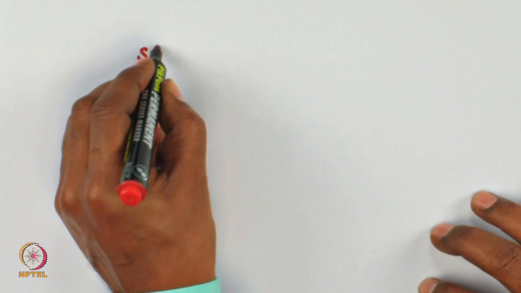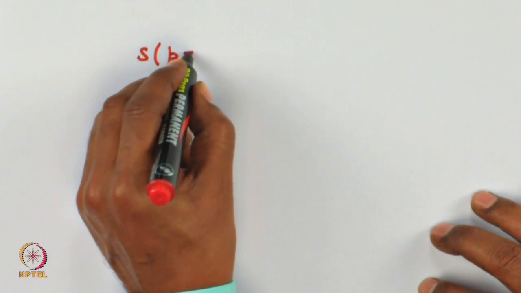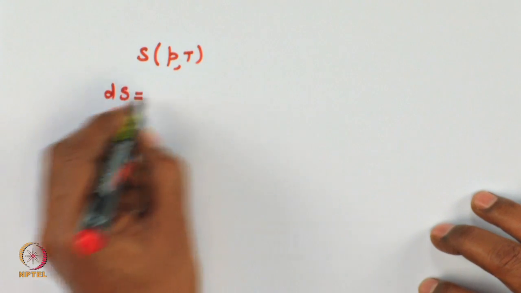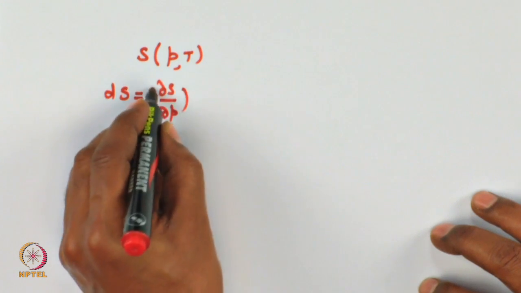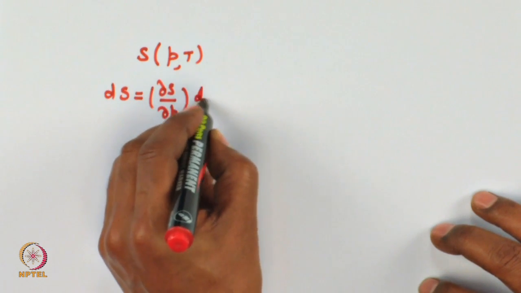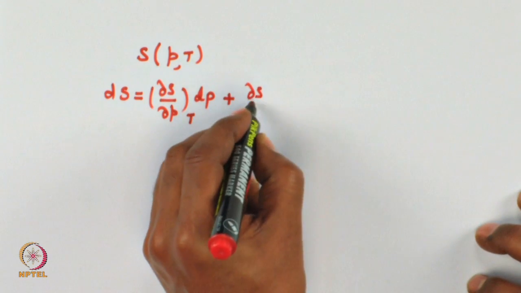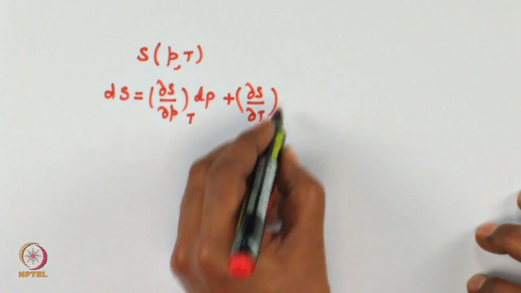We are asked to treat S as dependent on P and T. So, immediately I will write dS is equal to the variation of entropy with respect to pressure at constant temperature dP, plus the variation of entropy with temperature at constant pressure dT.